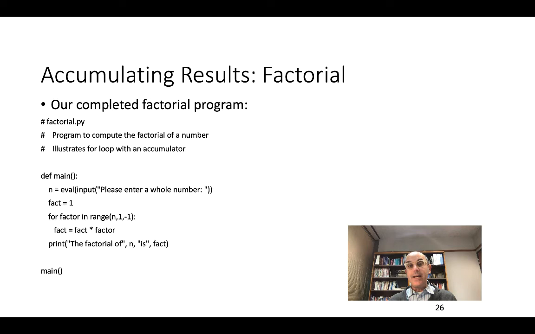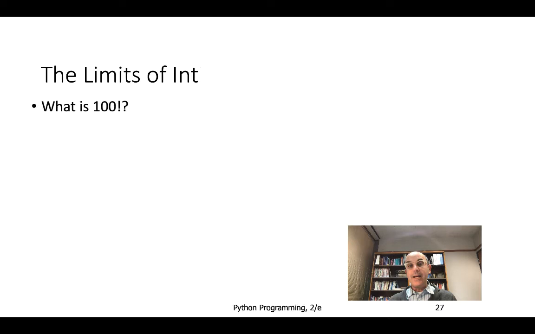Define a main, and I will go on to say n is equal to input, "Please enter the whole number". Then fact is equal to 1, for factor in range n, 1 and minus 1, and I'm going to say fact equal fact multiplied by factor, and I'm going to ask to print those values, and that's what it will come through.